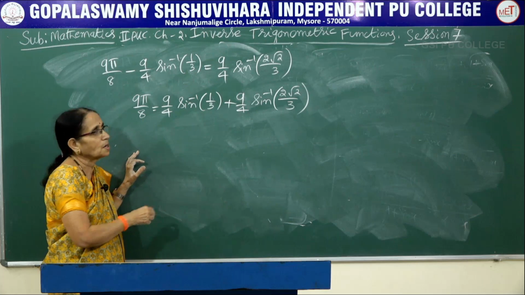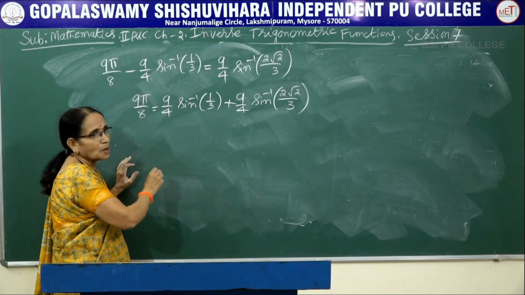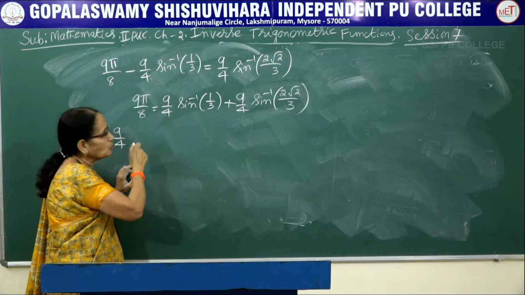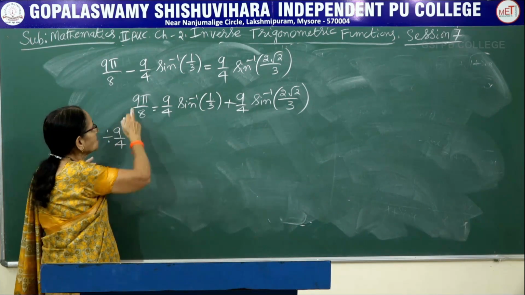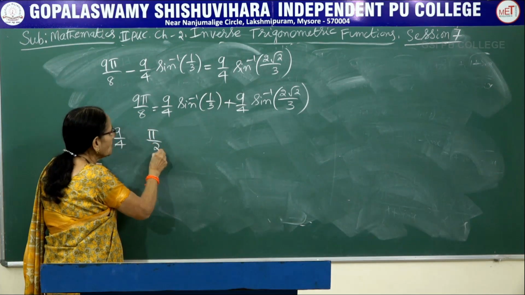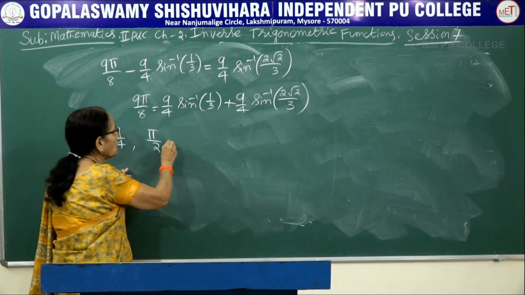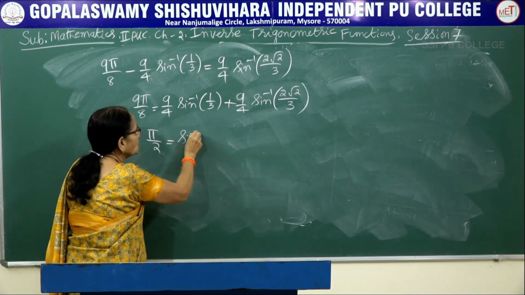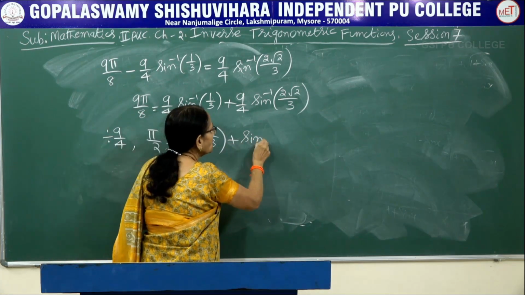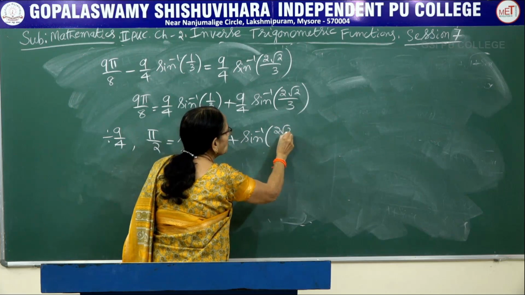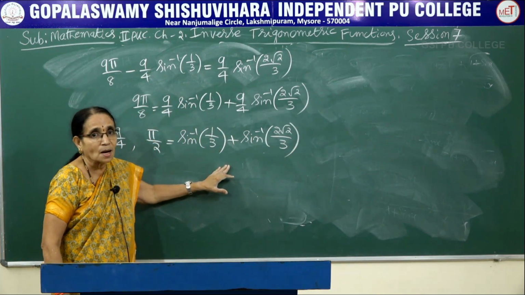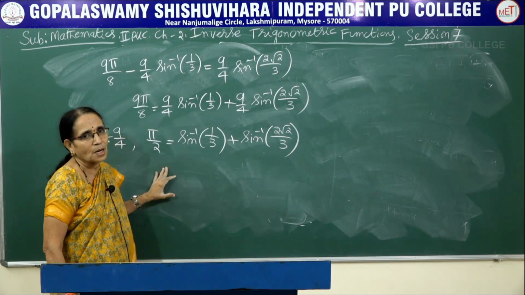Now what is the common factor here? 9 by 4, 9 by 4 and 9 by 4. So I can divide throughout by 9 by 4, both the left hand side as well as the right hand side. So 9 is cancelled, 4 is cancelled. Ultimately what is remaining on the left hand side? Pi by 2. And on the right hand side it is sin inverse of 1 by 3 plus sin inverse of 2 into root 2 divided by 3. So here let me take the right hand side and show that it is equal to the left hand side.